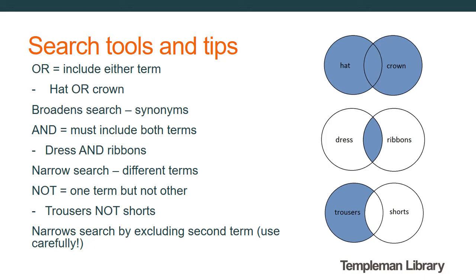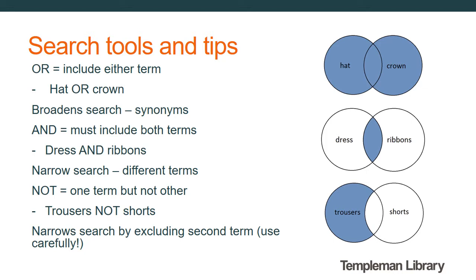So the first one, or, tends to broaden the search, and usually you use it if you're looking for alternative terms. So in the example there, if you're doing a search for hat and you put or in between and then crown, it will search for results which have hat in it, results that have crown in, and then results that have both in there. So it will broaden out your search and you'll get quite a few back for that type of search.